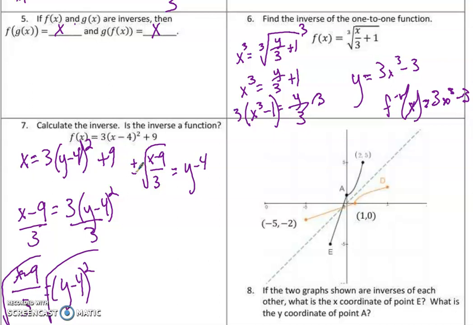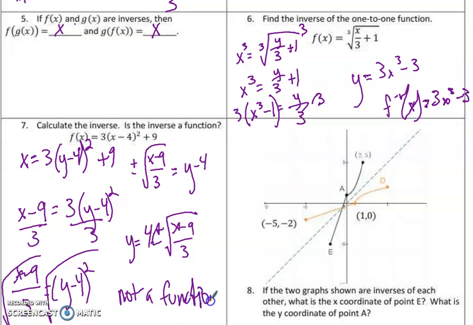So to continue isolating y, I need to add 4 to both sides. So I end up with y equals 4 plus or minus the square root of (x minus 9) over 3. That is the inverse, but because it has that plus minus, this is not a function. The plus minus means it is not a function.